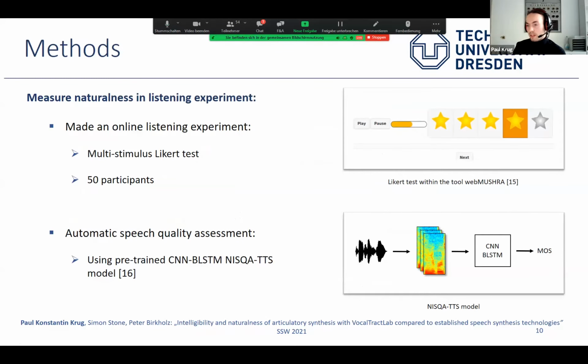We also did a Likert test to test the naturalness in a listening experiment with humans, where we had 50 participants, and we also used a kind of automatic speech quality assessment. There we used a pre-trained CNN LSTM based model, which is called NISQA-TTS, from last year, I think.